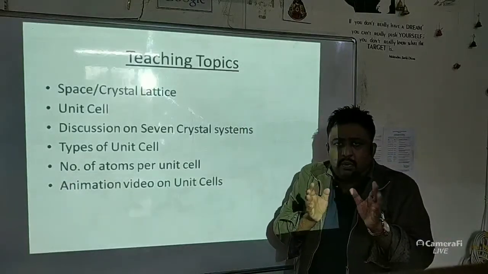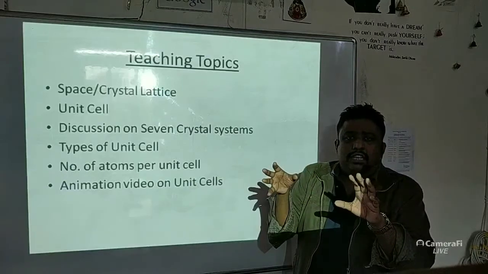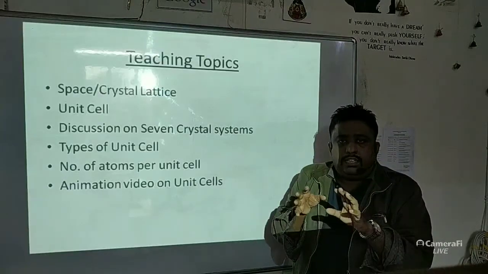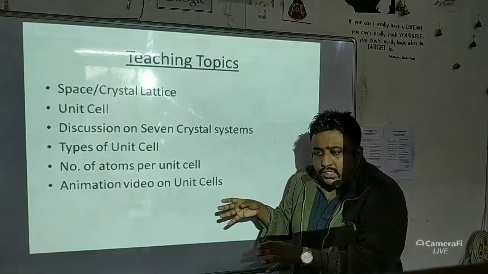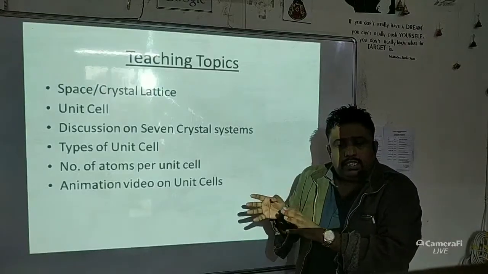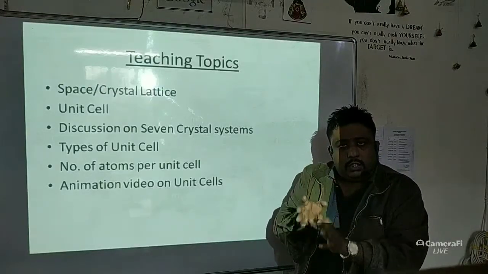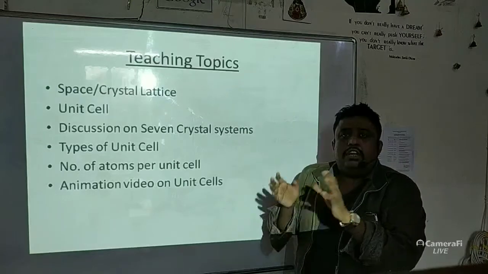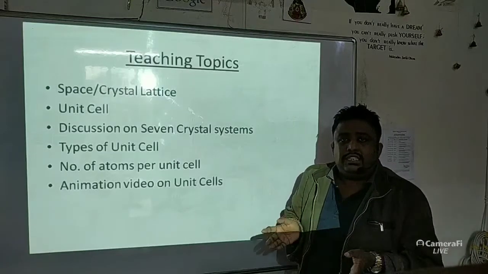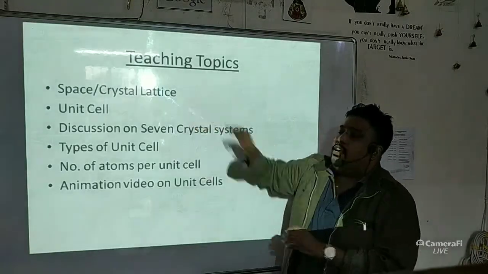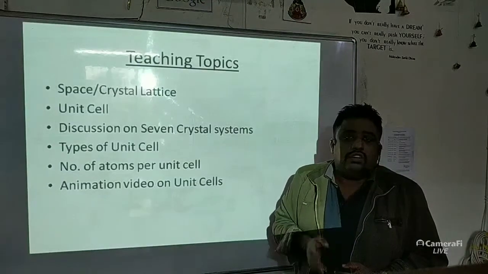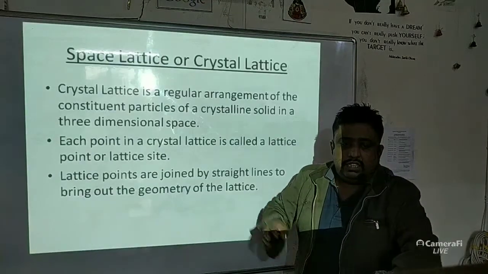And when these points are joined in a regular fashion in a 3-dimensional space, the joining of the points gives rise to a lattice, and that lattice is known as a space lattice or crystal lattice. So let us see the definition here.